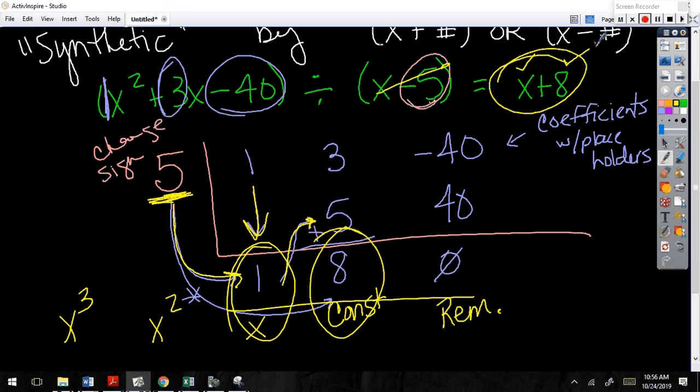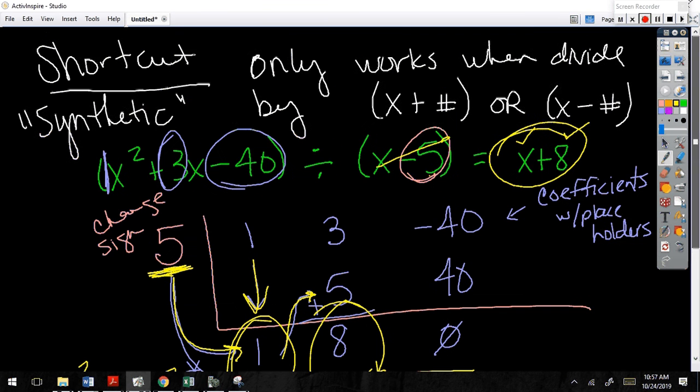If you got a remainder, you would put it over x minus 5. So if you had a remainder, you put it over the original. All right, let's do another one. Wait, can you say that one more time? If you had a remainder, you put the remainder over the original divisor. Let me show you one with a remainder.